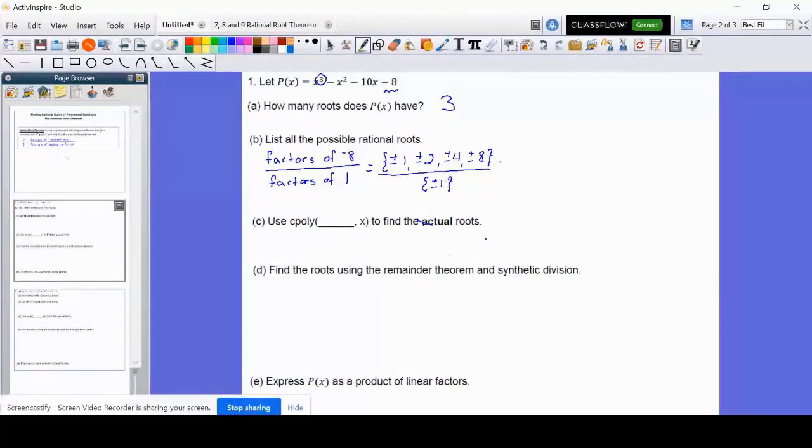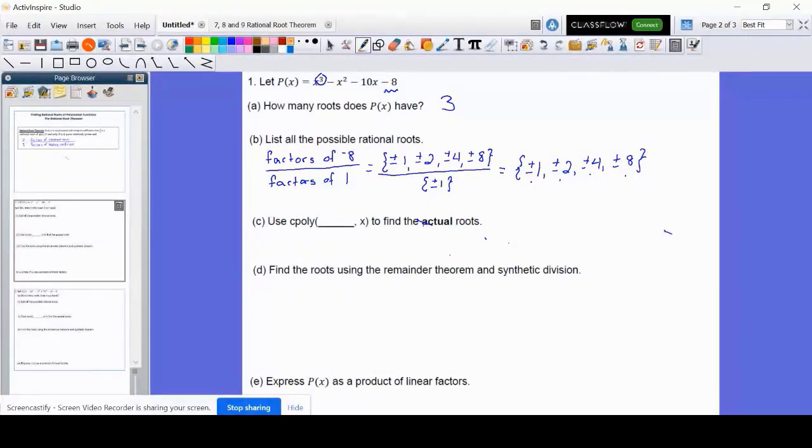Now, we have to divide every number in the top by every number in the bottom. And we like this because when we divide by 1, we just get the top. So our possible rational roots are plus and minus 1, plus and minus 2, plus and minus 4, and plus and minus 8. That means there are only 2, 4, 6, 8 possible rational roots.